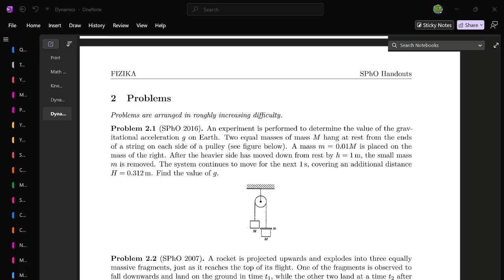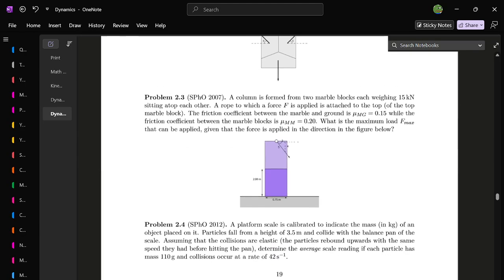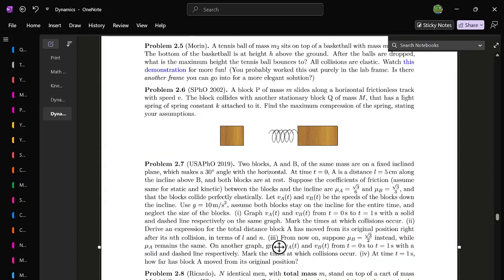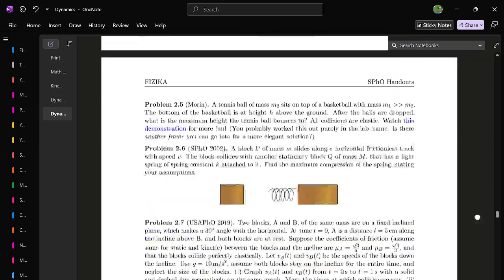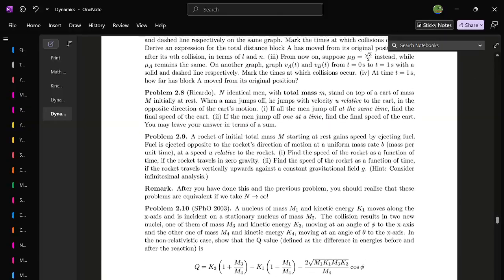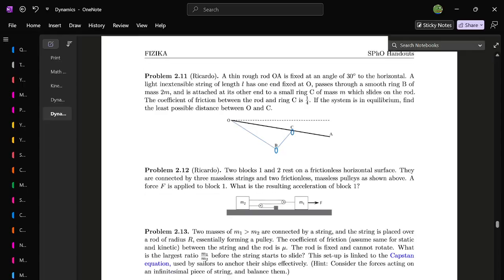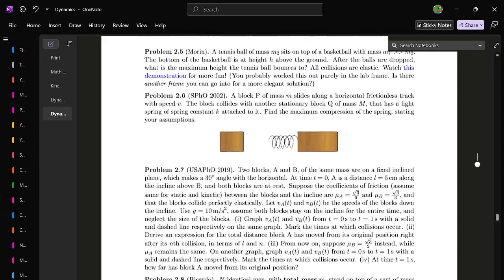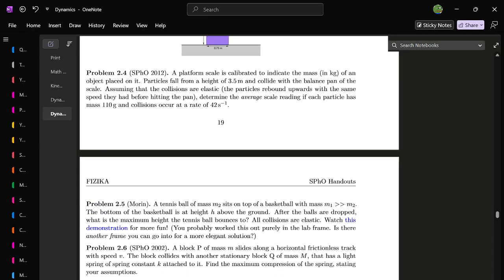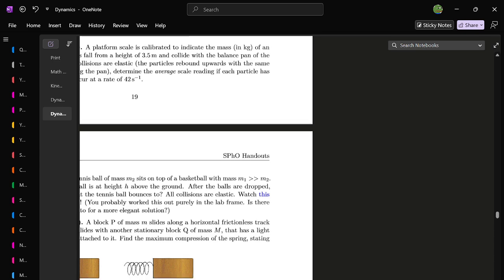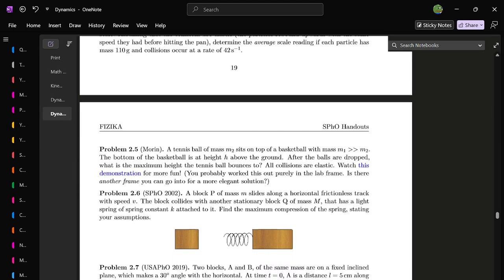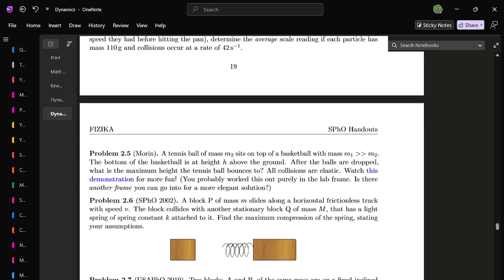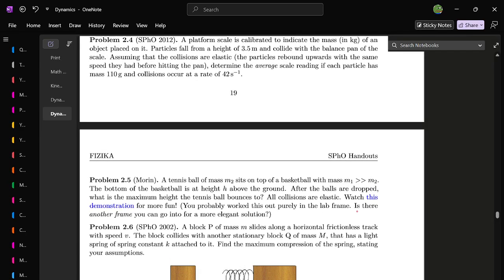Okay, if not, I will just go through one or two problems from here that I find are quite nice. Okay, I'll go through problem 2.5. So problem 2.5 might look like a standard problem here, but there's actually a very nice way to do it if you look at the comment here.